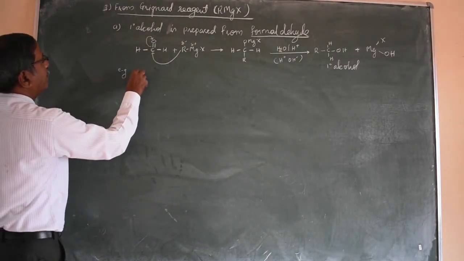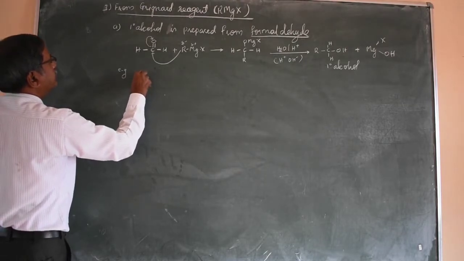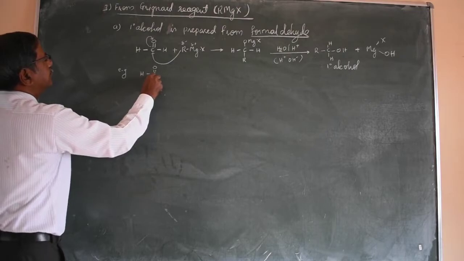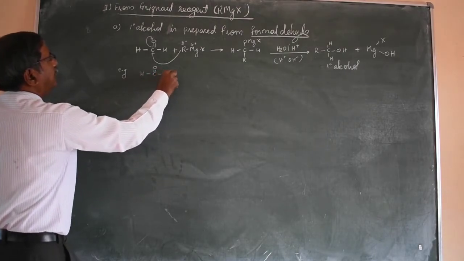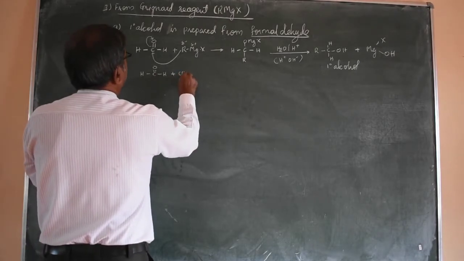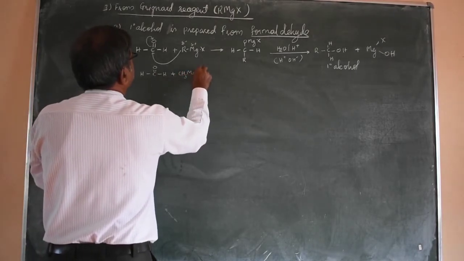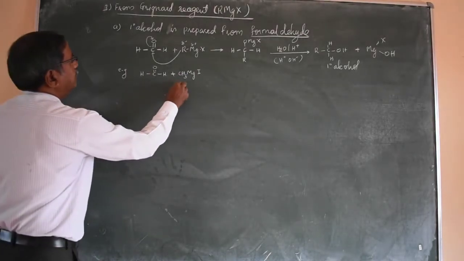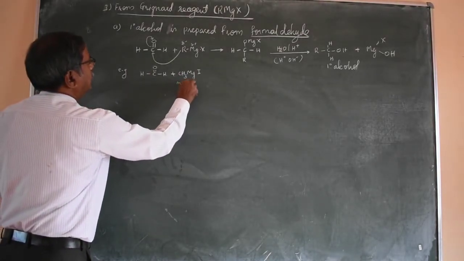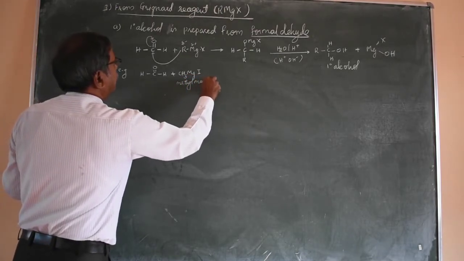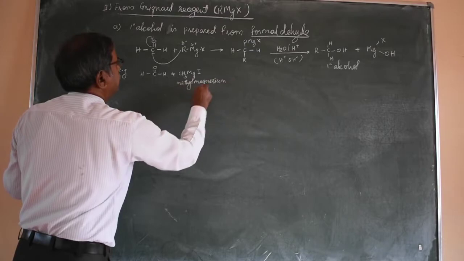An example is formaldehyde, H C=O H, and I am writing CH3MgI. We know the name of this compound is an alkyl magnesium halide. It's methyl magnesium iodide. Methyl magnesium iodide.